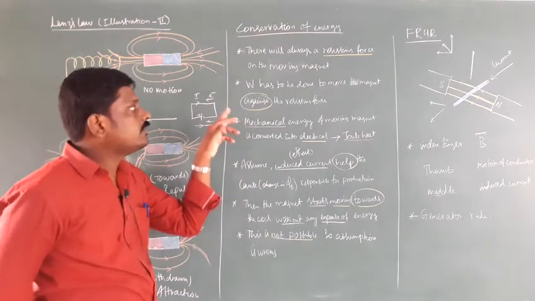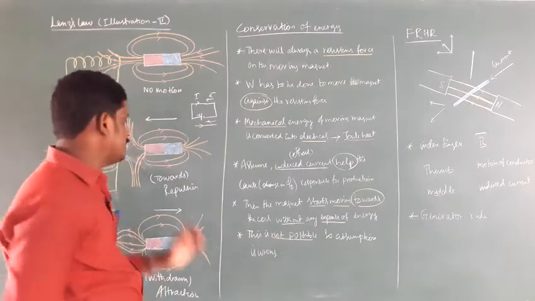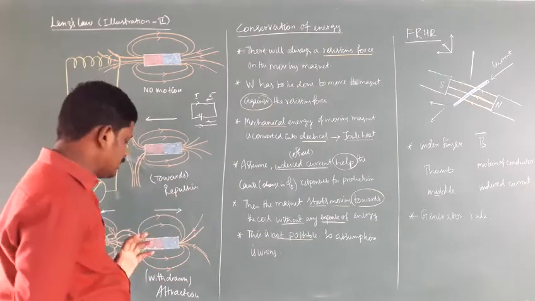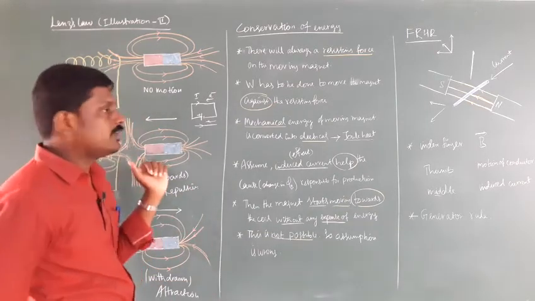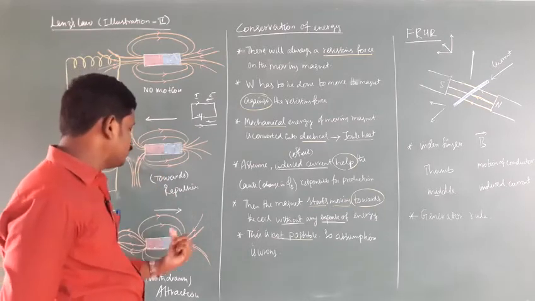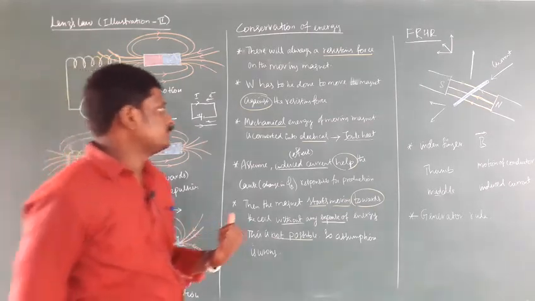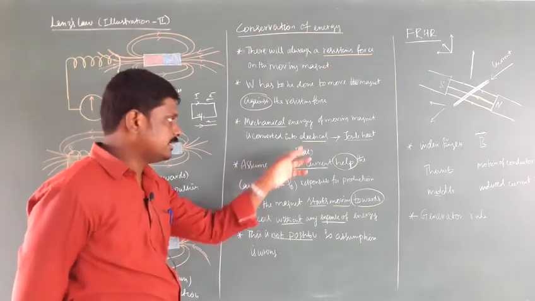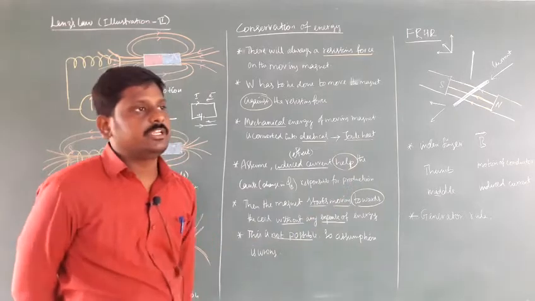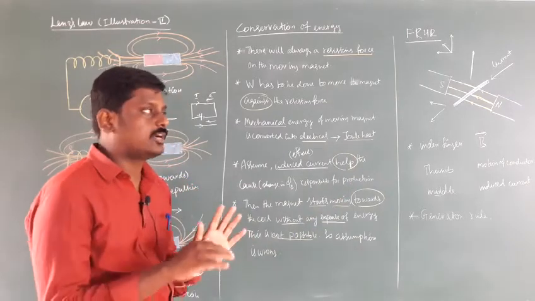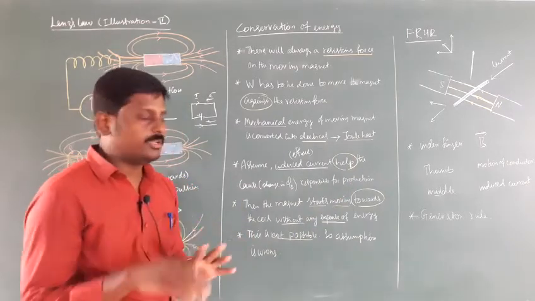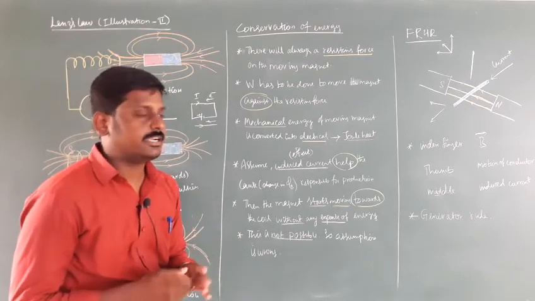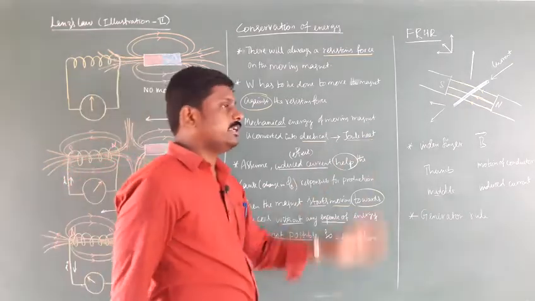So there should be a resisting force, that may be a repulsive force as well as an attractive force, depending upon whether we are moving towards the coil or away from the coil. Here the mechanical energy is converted into electrical energy. Again the electrical energy is converted into Joule heat in the current carrying conductor. Around the current carrying conductor there is a magnetic field, and a current carrying conductor will heat, that is the Joule heating effect.